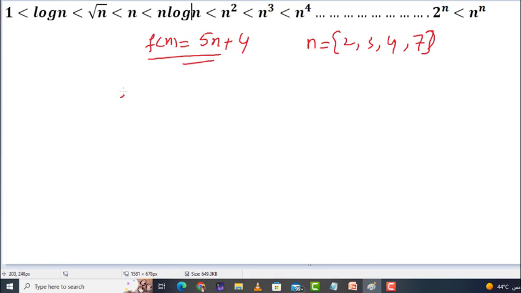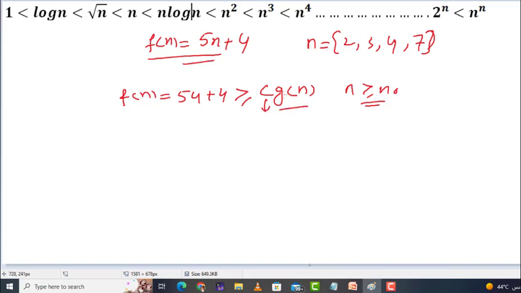So the existing function is f of n is equal to 5n plus 4. So what will be the condition? It should be greater than or equal to c g of n, upon a positive constant, where n should be greater than or equal to n naught. This is the condition. Again, this is a constant, and this one is your f of n, so g of n.